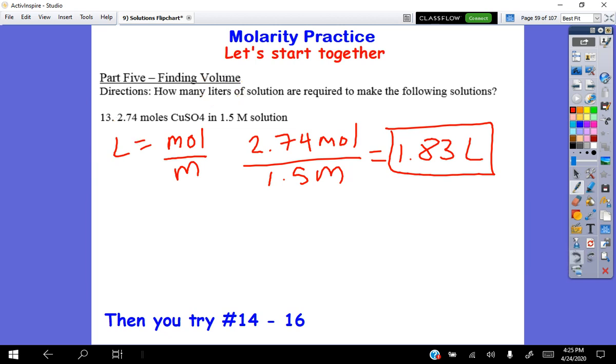If it's asking for how many moles, use the second equation. If it's asking for molarity, use the first equation. If it's asking for grams, or if you're starting with grams, get it to moles first, and then look for the other pieces of information that you have, and use that to find what's missing.